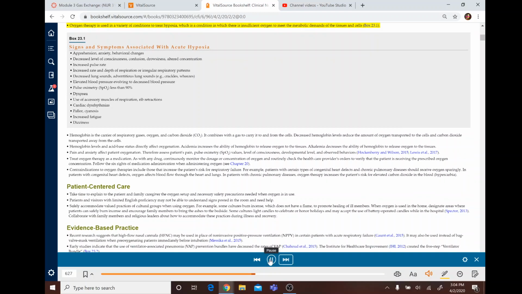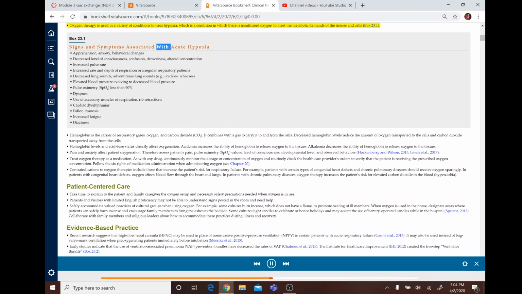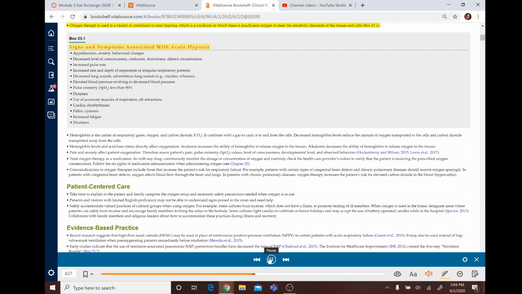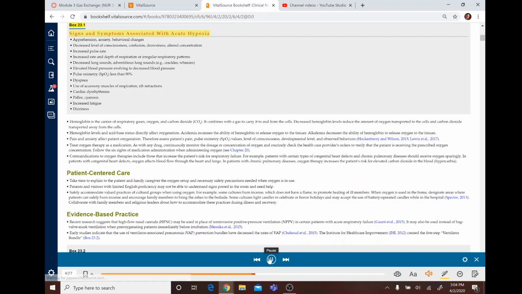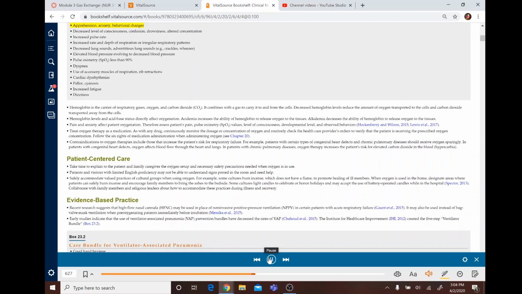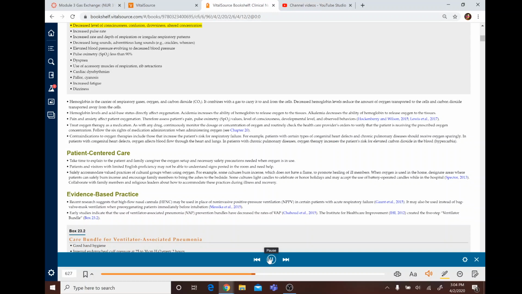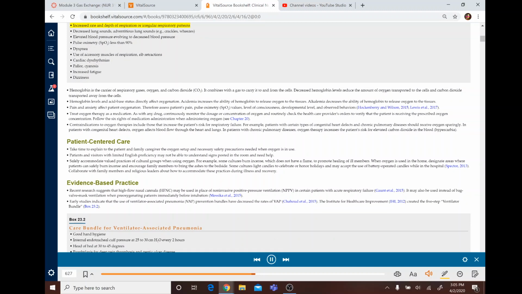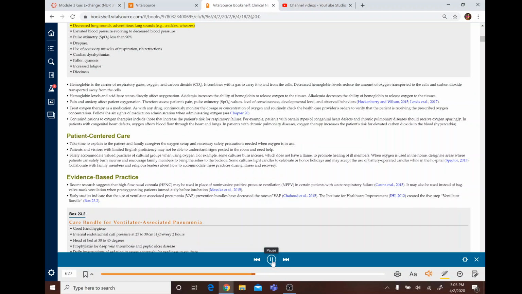Principles for practice. Oxygen therapy is used in a variety of conditions to treat hypoxia, which is a condition in which there is insufficient oxygen to meet the metabolic demands of the tissues and cells. Box 23.1. Signs and symptoms associated with acute hypoxia: apprehension, anxiety, behavioral changes; decreased level of consciousness, confusion, drowsiness, altered concentration; increased pulse rate; increased rate and depth of respiration or irregular respiratory patterns; decreased lung sounds, adventitious lung sounds, for example crackles, wheezes.